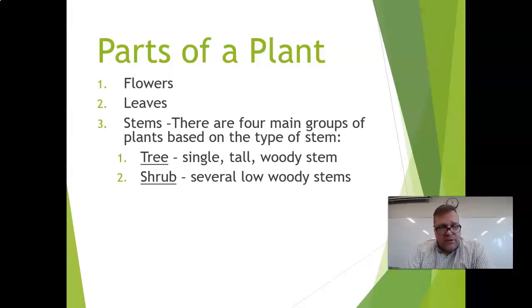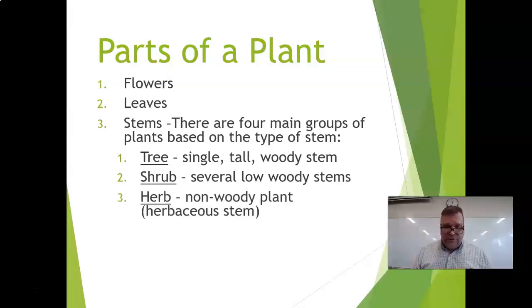A shrub has several low woody stems. If you look at a shrub, usually it's got these wooden, almost like branches, but they're pretty big and thick around. And there's several of them that stick out, and then the shrub grows from there.